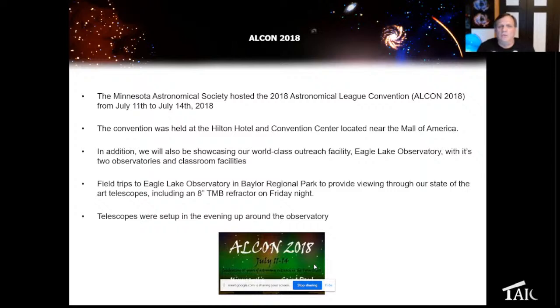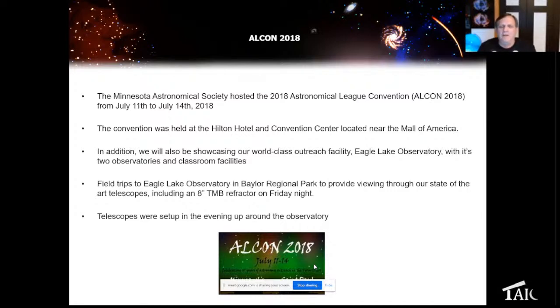We also had field trips for the people that came to the conference to be bused out to our Eagle Lake Observatory at Baylor Regional Park to view some of our state-of-the-art telescopes, including an 8-inch TMB refractor on the Friday night. Telescopes were also set up in the evening, so people could come around and look at our telescopes.